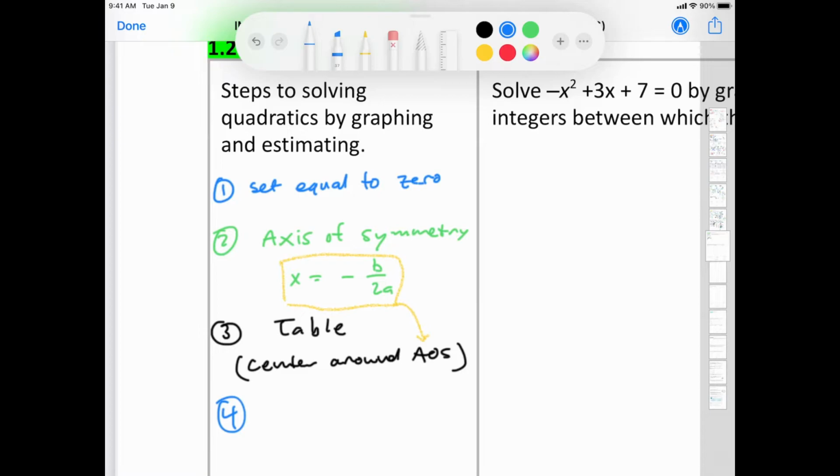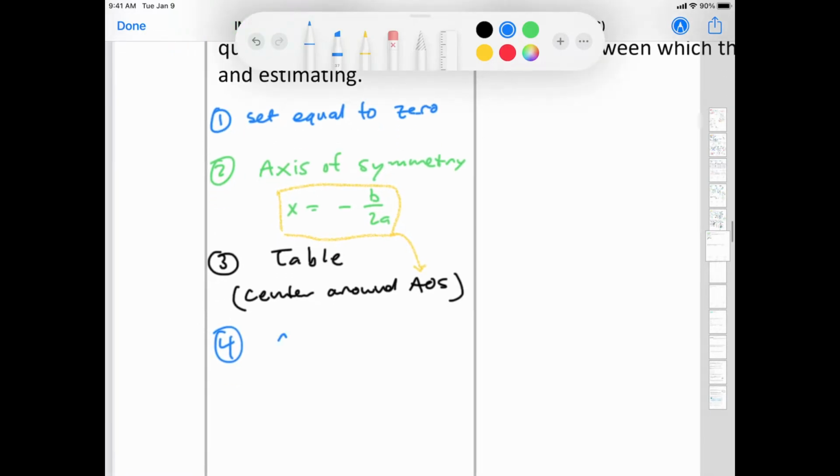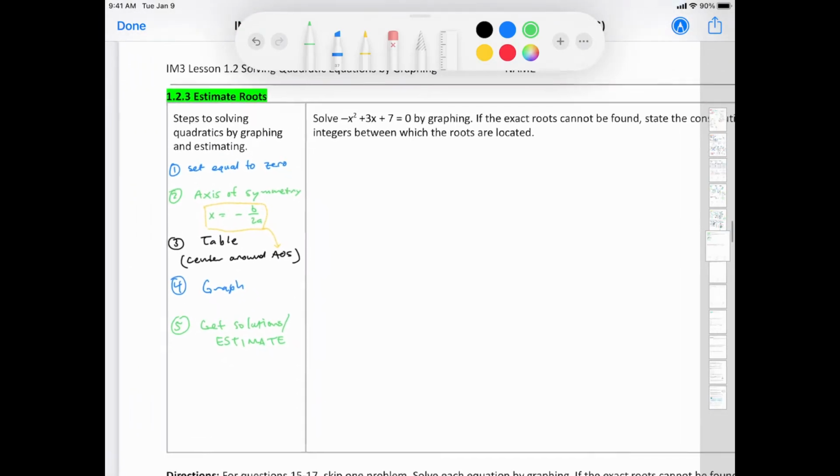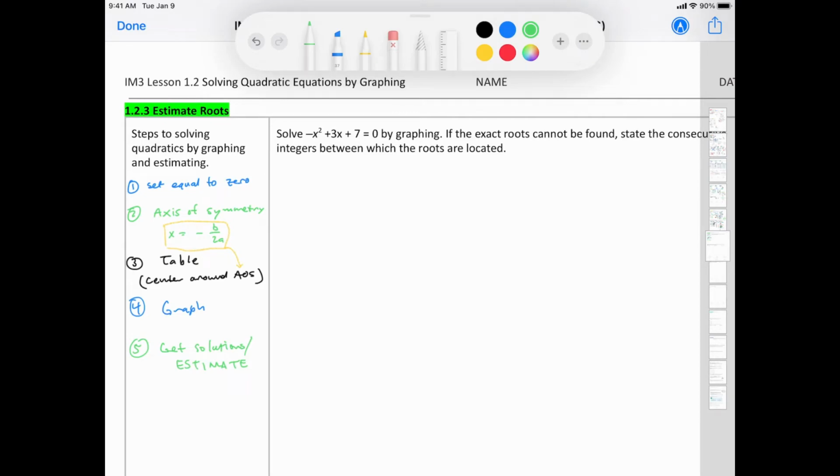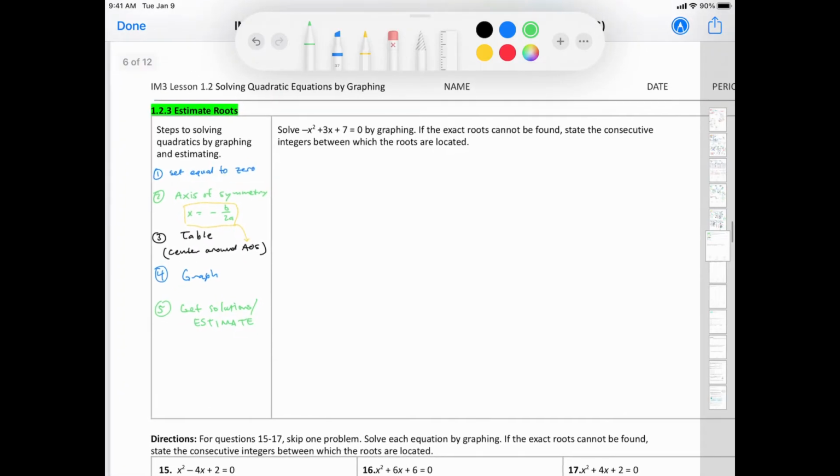And number 4, we're going to graph it. And then 5, we're going to get our solutions. And we might have to do something in this case called estimate. It's almost there, but we'll look at whole numbers. Okay? Let's do this example together. Solve negative x squared plus 3x plus 7 by graphing. If the exact roots cannot be found, state the consecutive integers between which the roots are located.